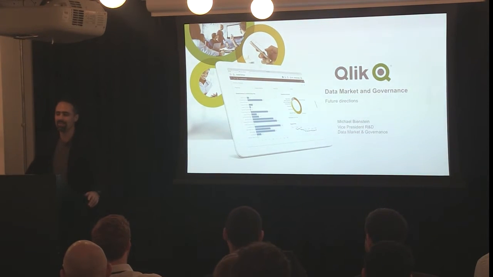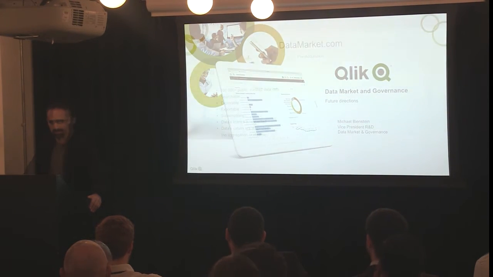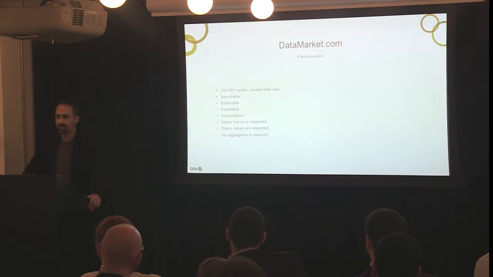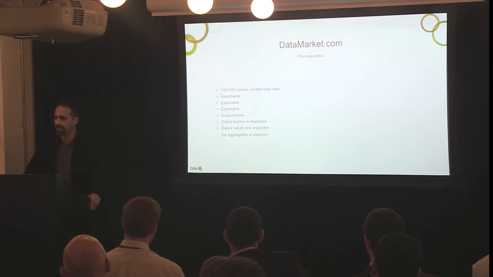All right, so I'm going to walk you through a bit about the history of it and what we've done so far and what we want to do in the future. And the other part of this is governance, which is a vast topic. So datamarket.com was a startup in Iceland that we bought. And when we bought them, they'd already made some money. They were selling quite effectively. They had curated over 100,000 publicly available data sources.